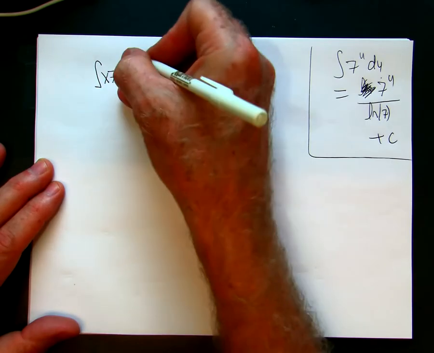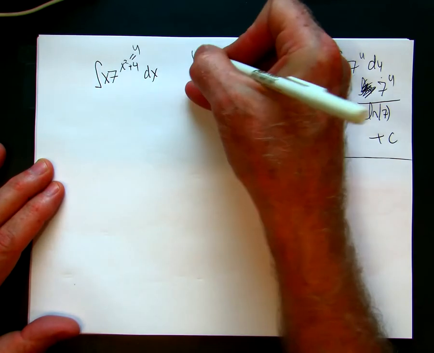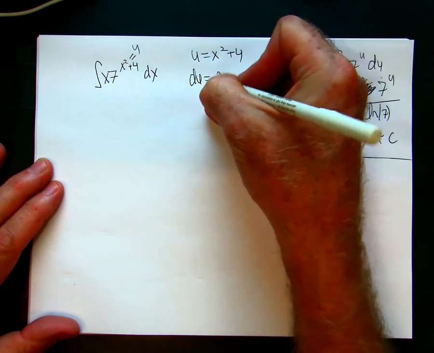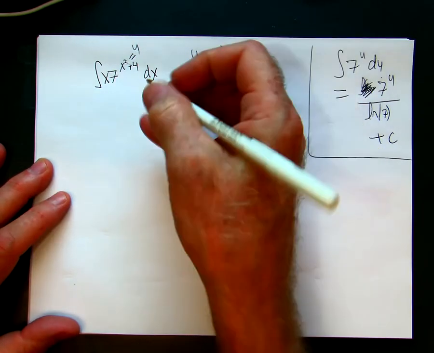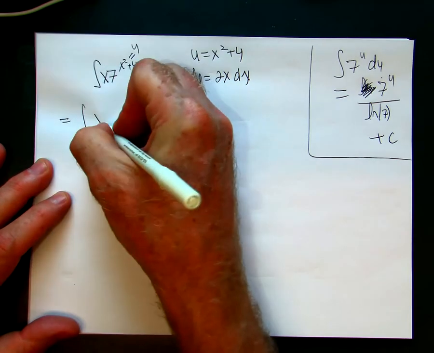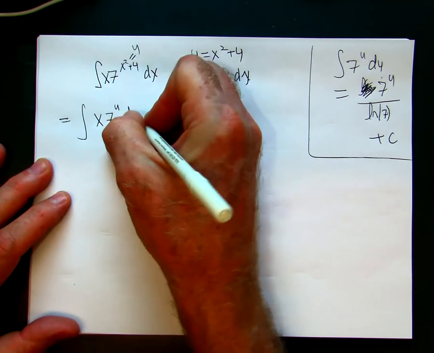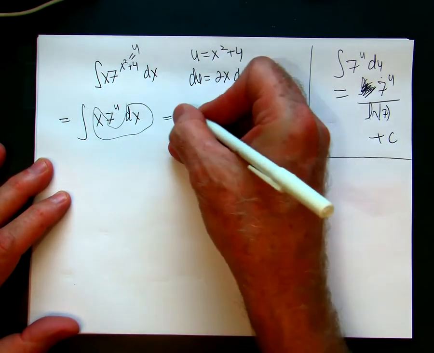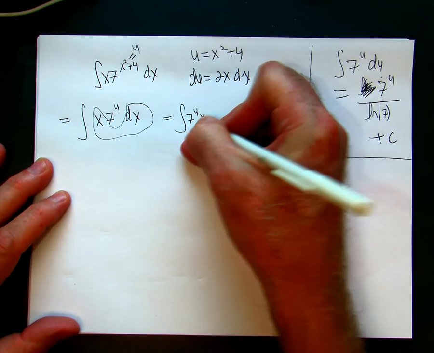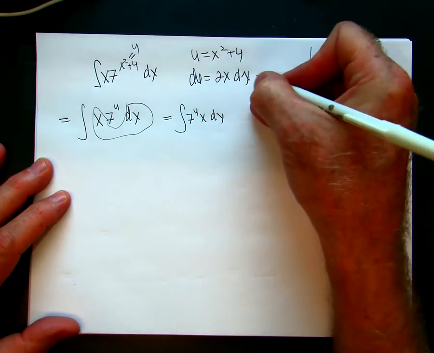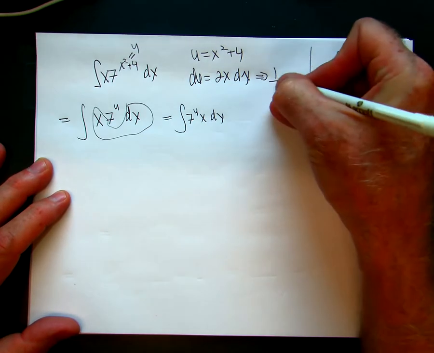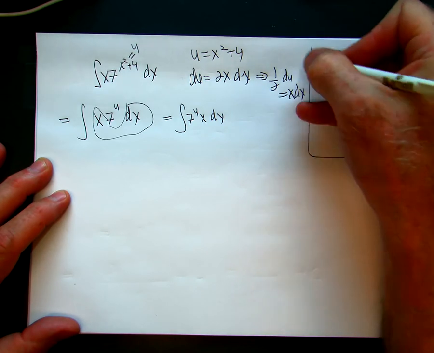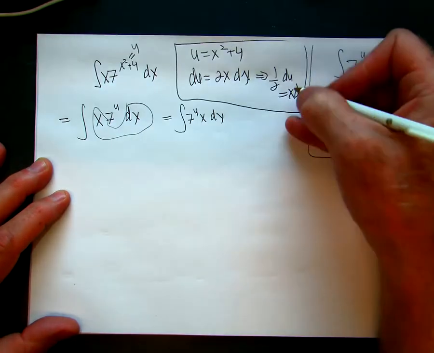Okay, but this is a u-sub problem. This is my u. u is x squared plus 4. du is 2x dx. So we write this as x times 7 to the u dx. I need to get rid of x dx. I get that from here. This tells me that dividing each side by 2, 1/2 du is equal to x dx. So here's my substitution table, and that's what I'm going to use.